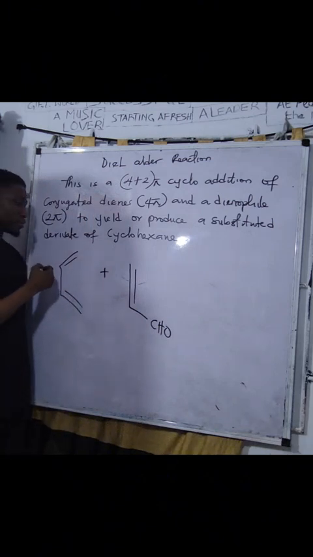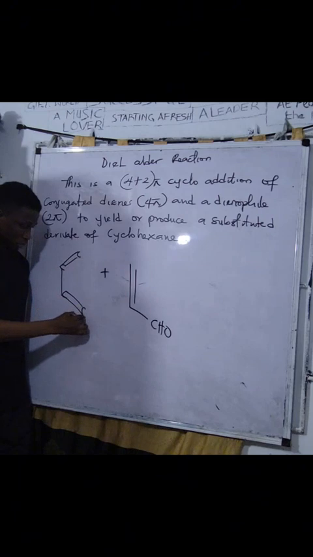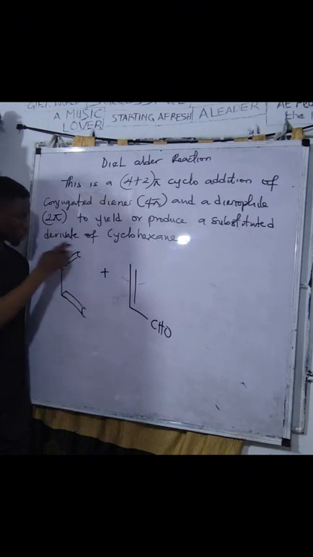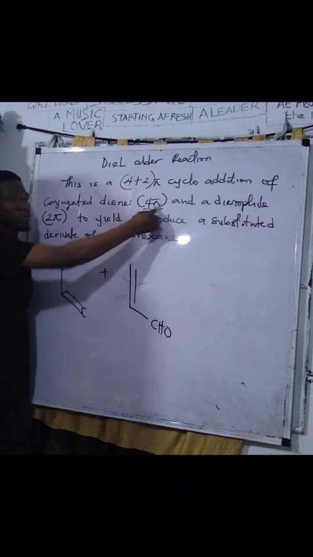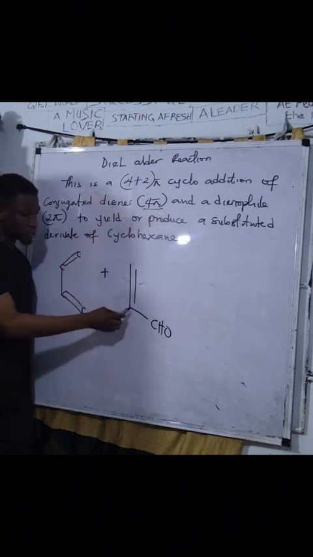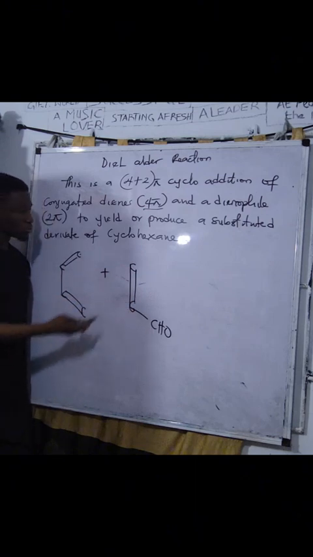So when I say a 4 cycle addition, it means this carbon, this carbon, this carbon, this carbon. They all have pi electrons. 1, 2, 3, 4. Because they have pi electrons, we say it's donating 4 pi. And then this one has a pi electron, so that's 2 pi. So the 4 of this one and the 2 of this one are going to combine together.